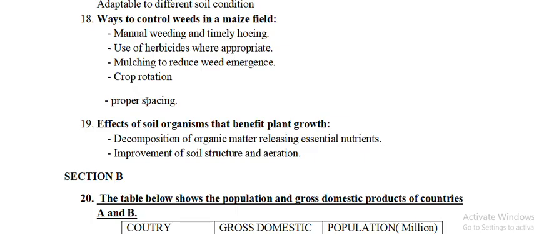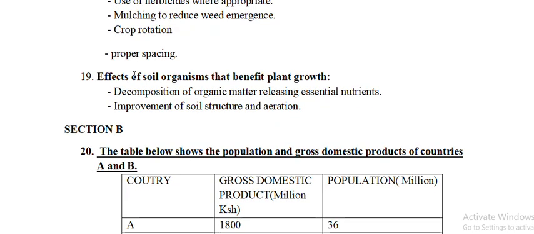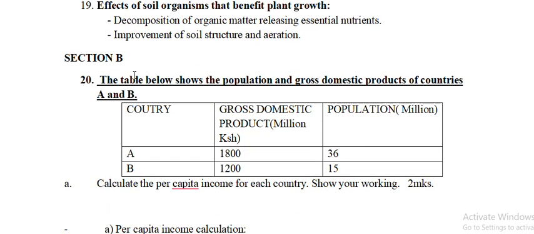Question 18, ways to control weeds in a maize field. We have manual weeding and timely hoeing, then use of herbicides where appropriate, and should be appropriate herbicides, then mulching to reduce weed emergence, then crop rotation and proper spacing.